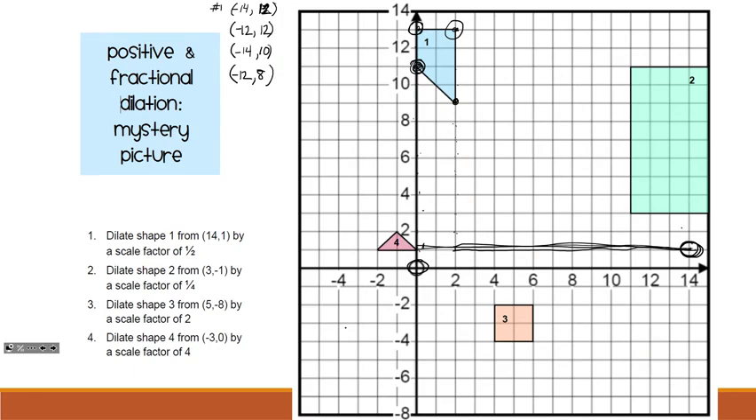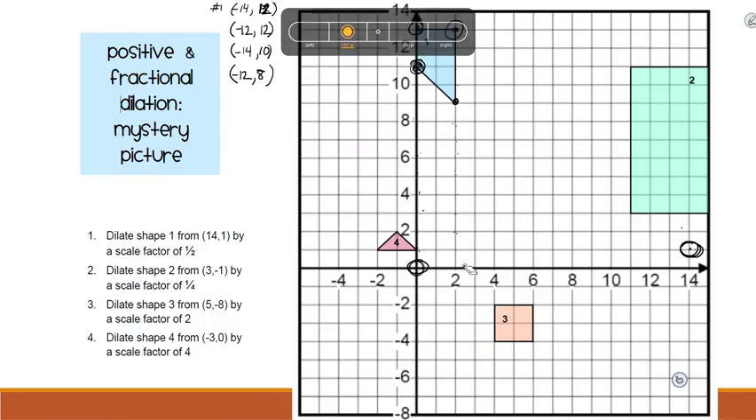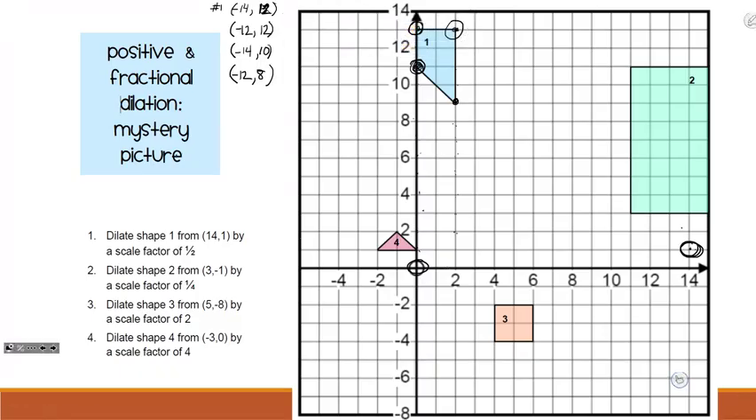Okay, now that is from the center of dilation at 14.1. Okay, all right, now what we have to do is these need to be on a scale factor of 1/2. So I'm just going to go new number 1. Now, scale factor of 1/2 means it's going to get smaller. So you're going to go through and you're going to divide all of these, or times them by 1/2, or divide them all by 2.